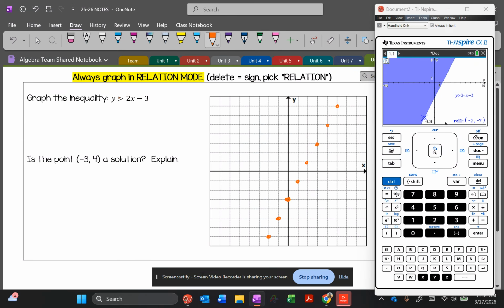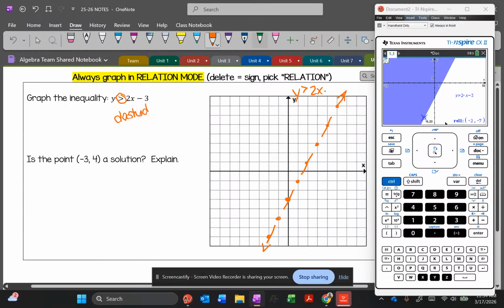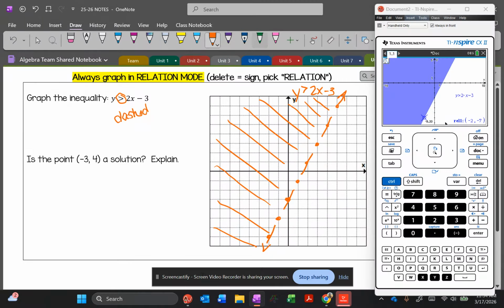But here is where we need to be a little careful. If we only have a greater than symbol, this means that my line is going to be dashed. So I'm going to dash this line. Still going to add arrows. Still going to label it. And then you can tell from the calculator that we also need to shade. I like to shade with perpendicular lines like this. Please don't color in each individual box. Save that for art class, not for math.